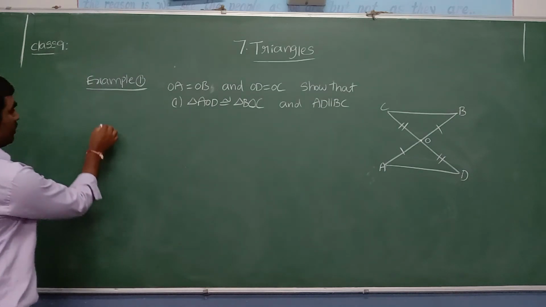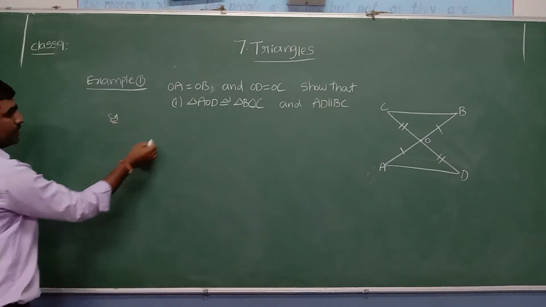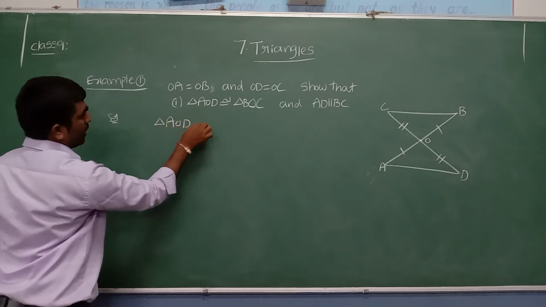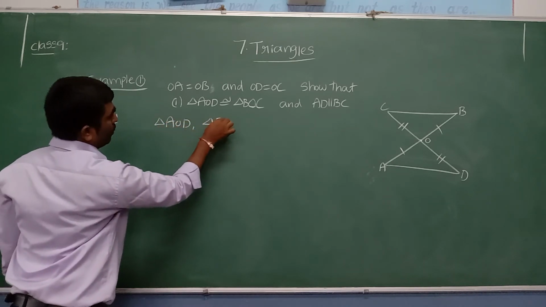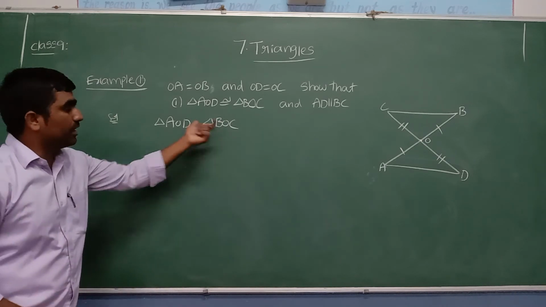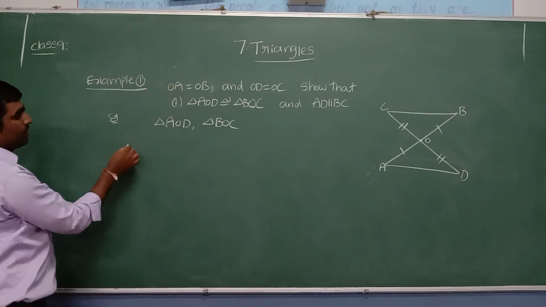Yes. Now let us go for the solution. They give two triangles, triangle AOD and triangle BOC. We have to show that these two triangles are congruent. Let's go for the given data.